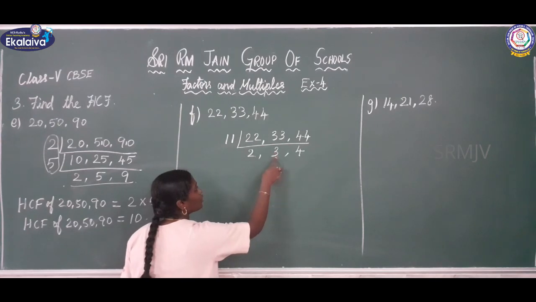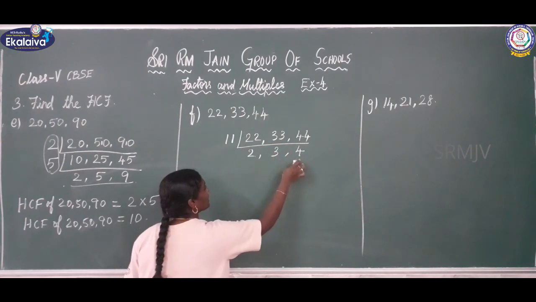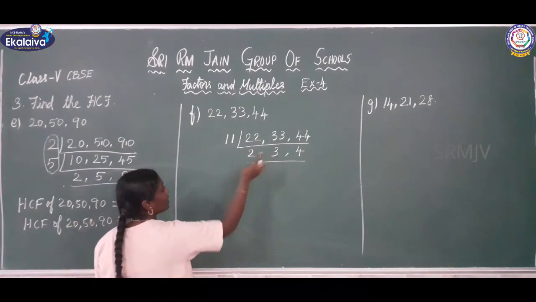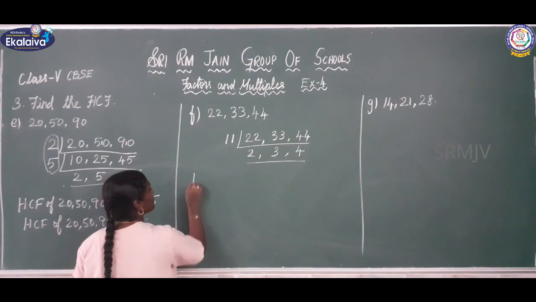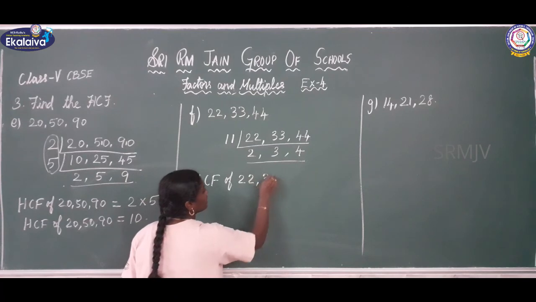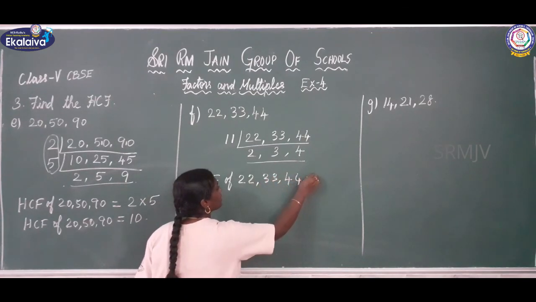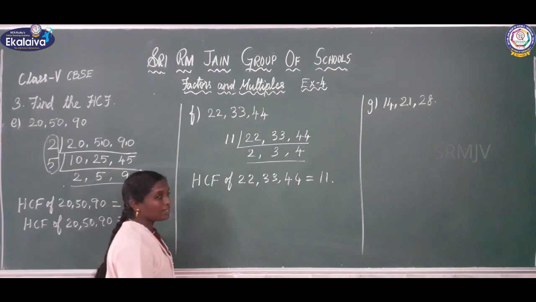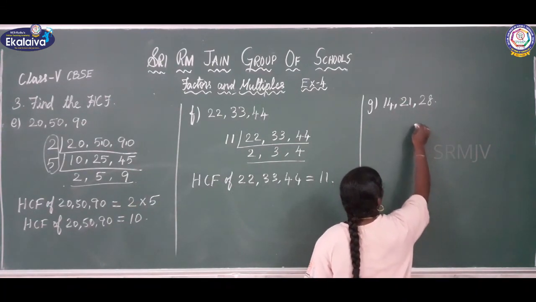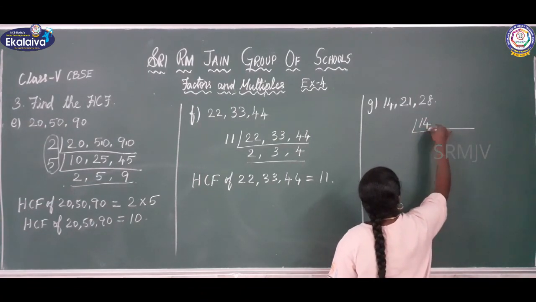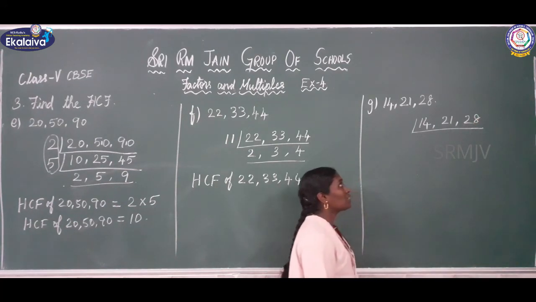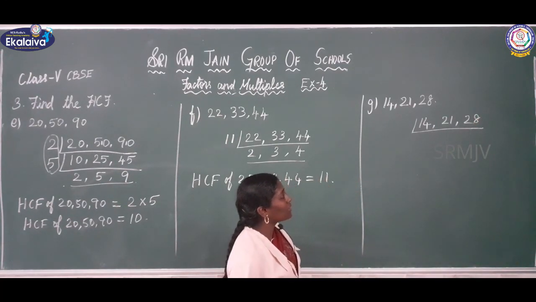Now we got 2, 3 and 4. For these three numbers, no common factor because 2 and 3 are prime numbers. So we have to stop here. So the highest common factor of 22, 33 and 44 is 11. Okay. The next three numbers, 14, 21 and 28. Here which is the common prime factor for these three numbers?